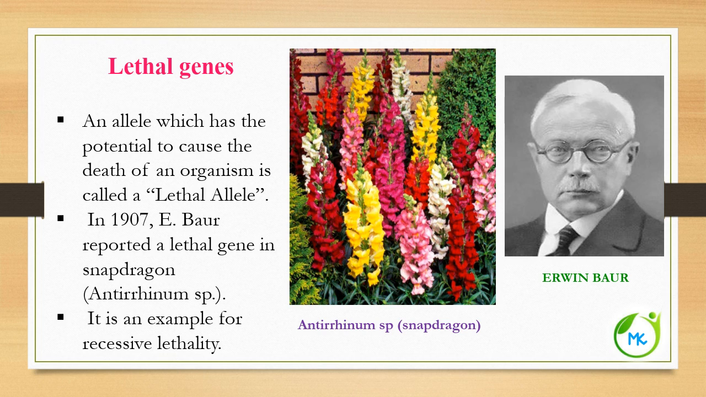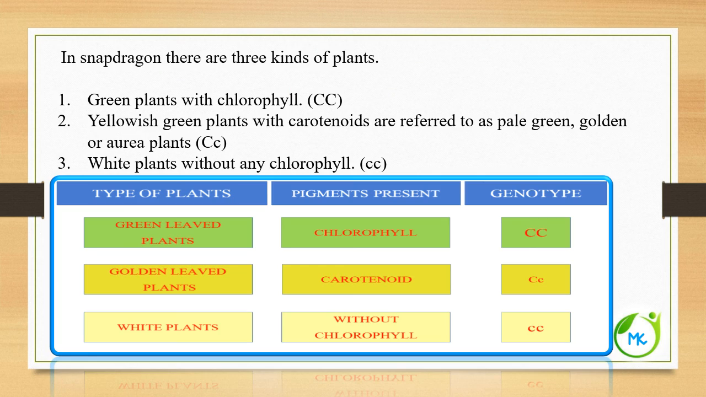So in 1907, E. Baur, that is Erwin Baur, reported a lethal gene in the plant called snapdragon. The common name is snapdragon, and its binomial is Antirrhinum. So Antirrhinum species. In this plant only he observed the presence of the lethal gene. So it is an example for recessive lethality. I will tell you what is recessive lethality when I explain about the plants in the upcoming slide.